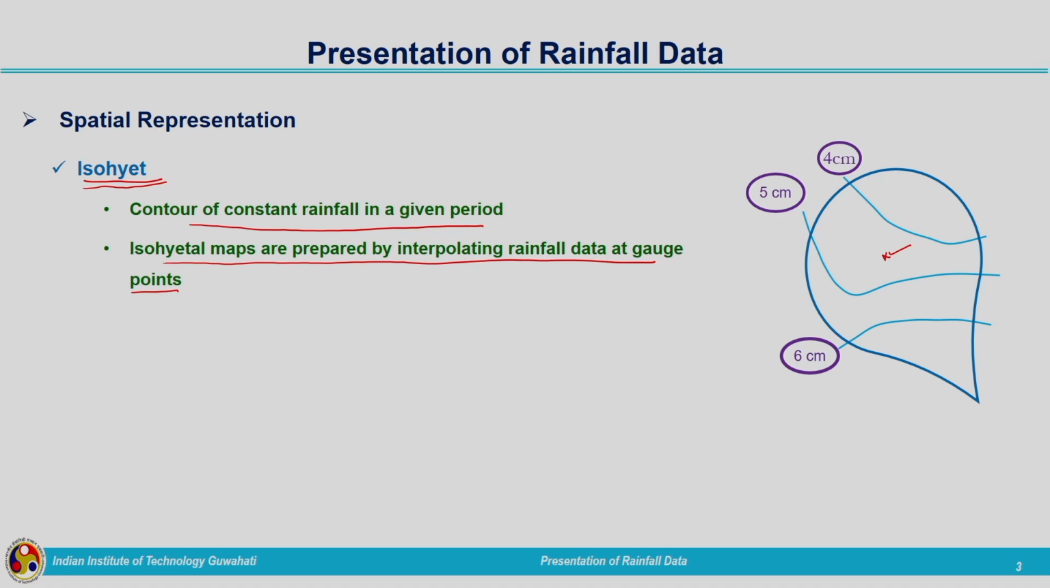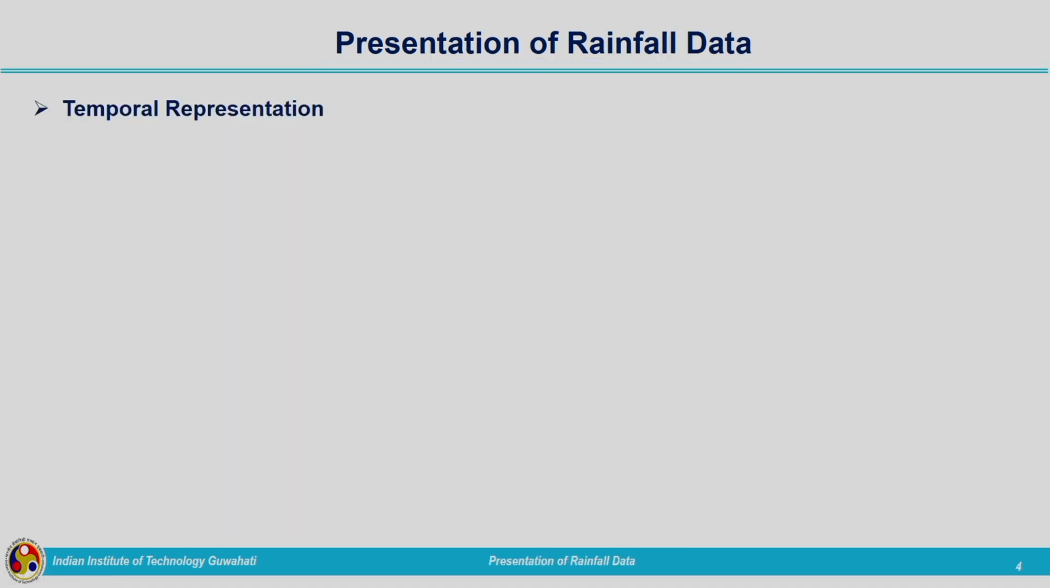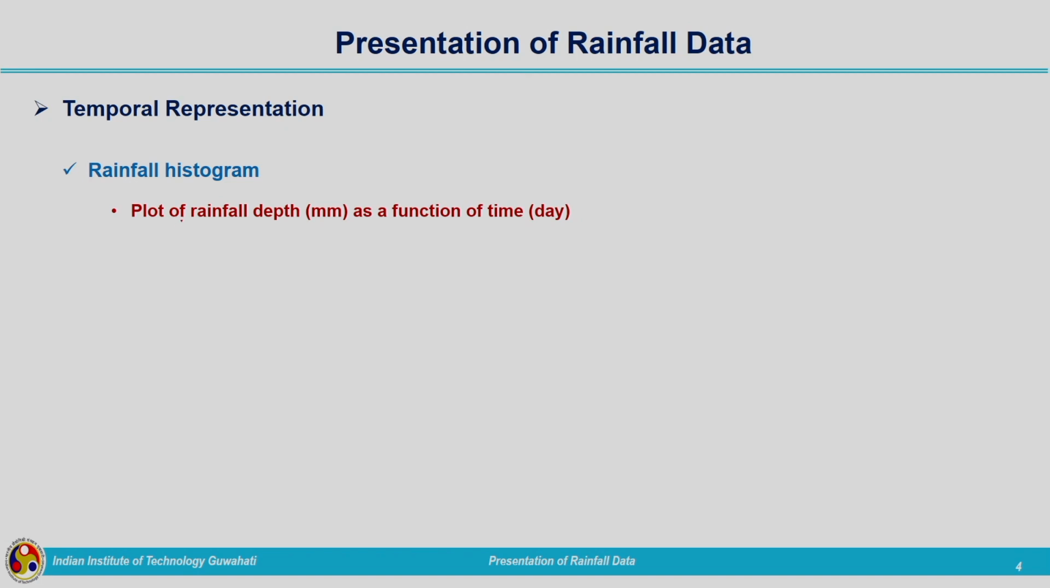within these 2 isohyets. Now, coming to temporal representation, the first commonly used representation is by means of rainfall histogram. In this, whatever rainfall depth we obtain from the rain gauge will be plotted against the time. It is plotted as a bar chart. So, that is termed as the rainfall histogram. This is the plot of rainfall depth as a function of time. Along the y-axis we will be plotting the rainfall depth, and along the x-axis we will be plotting the time.